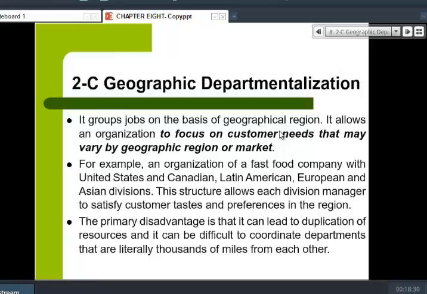So the primary disadvantage is that it can lead to the duplication of the resources, and it could be difficult to coordinate departments that are literally thousands of miles from each other. It's a matter of duplication also. It's very hard to contact or to follow up or to keep up to date or to monitor these departments all over the world.